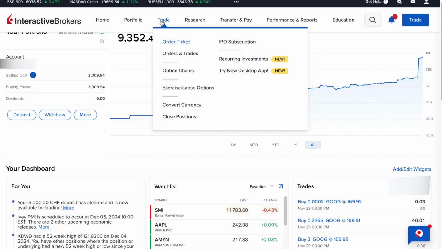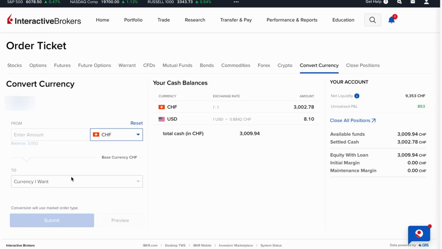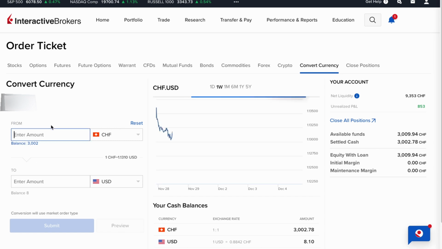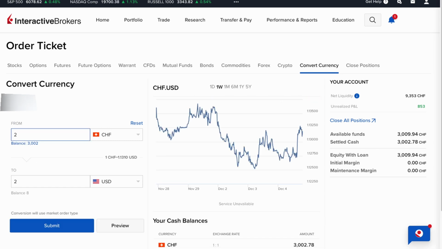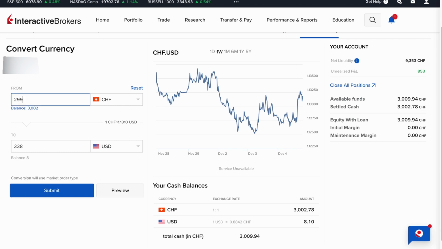For changing the currency, first we go to trade and click on convert currency. We choose my local currency and the currency that I want. I want USD. So let's change around 2,995. I don't know how much the fees are. Maybe I do 2,990. Let's check the fees. I click first on preview and see how much money is left. Commissions is 177. Okay. Then I can probably change more, because if I'm starting to change, I can change more.